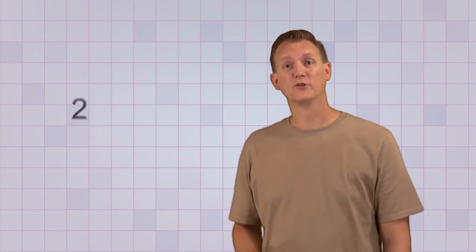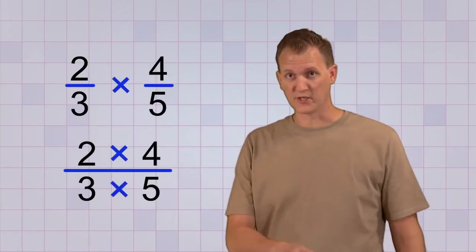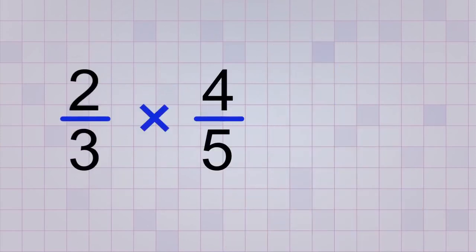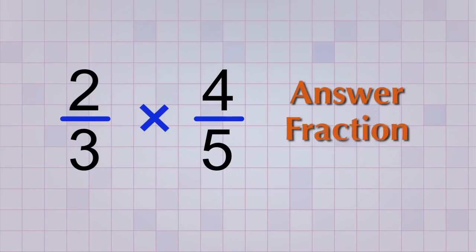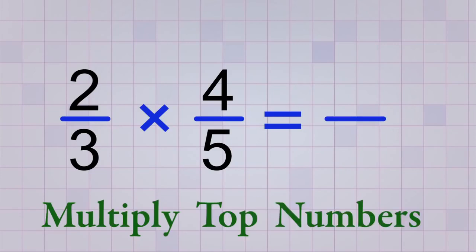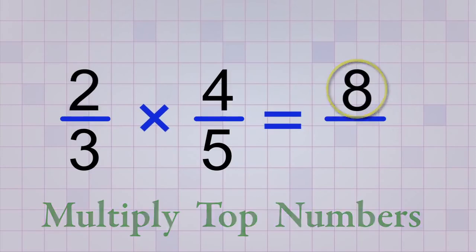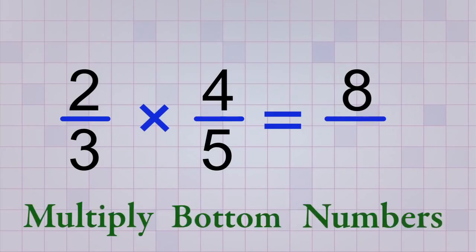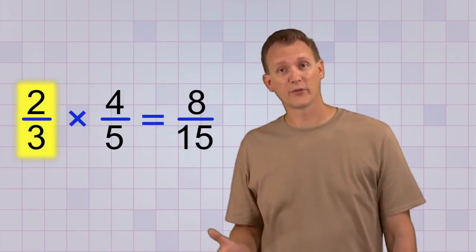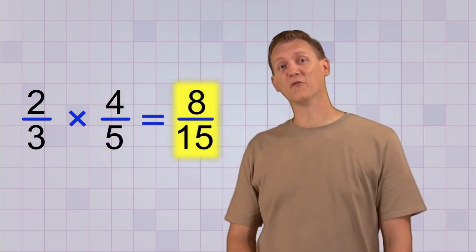Let's try this problem, 2/3 times 4/5. Now we could rewrite the problem like we just saw, but that's not necessary as long as we remember the procedure. First, we know our answer is going to be a fraction, so let's go ahead and write a new fraction line for it. Next, we multiply the top numbers. 2 times 4 equals 8, so 8 is the top number of our answer. And last, we multiply the bottom numbers. 3 times 5 equals 15, so 15 is the bottom number of our answer. There we have it. 2 over 3 times 4 over 5 equals 8 over 15.